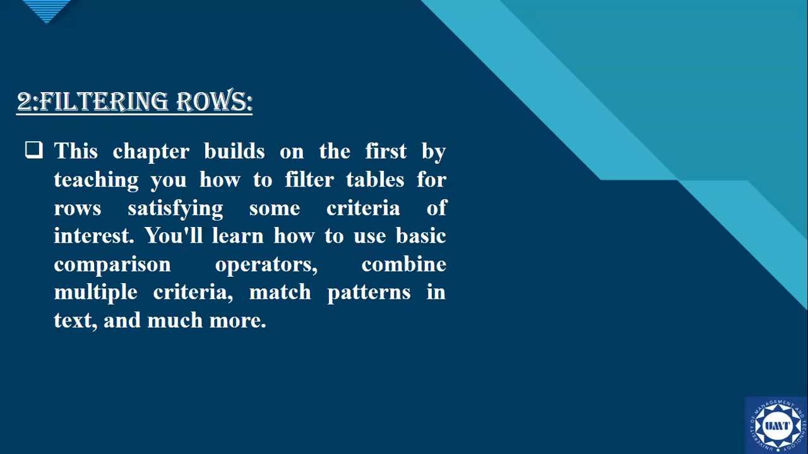Then the second most important chapter of this course is filtering rows. This chapter builds on the first by teaching you how to filter tables for rows satisfying some criteria of interest. You will learn how to use basic comparison operators, combine multiple criteria, match patterns in the text, and much more.